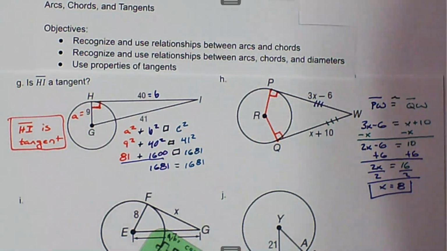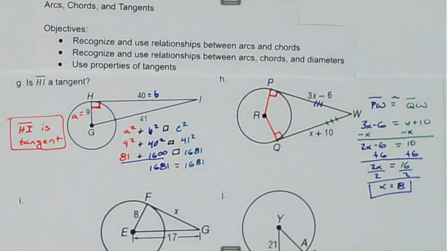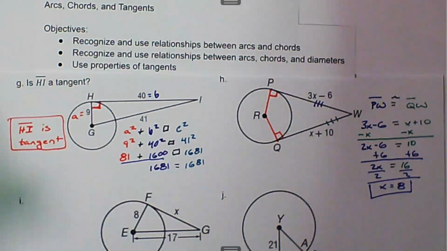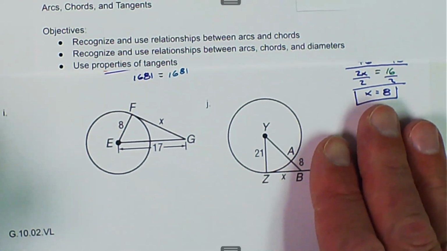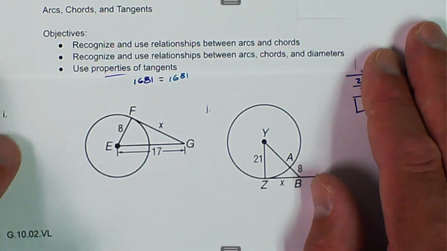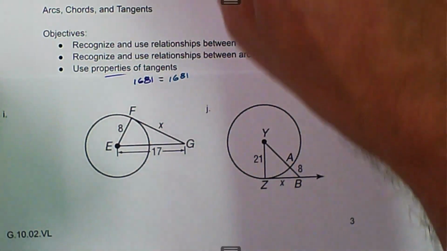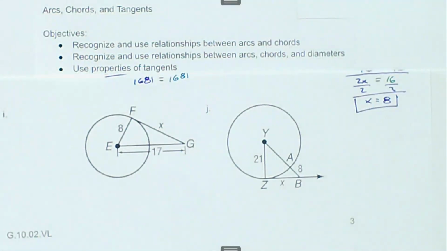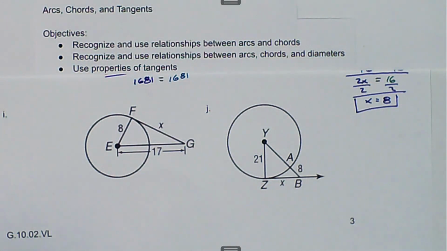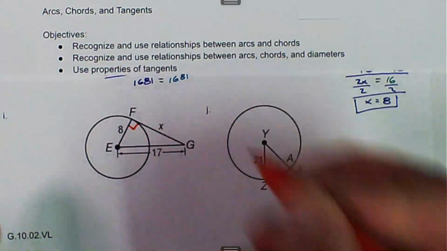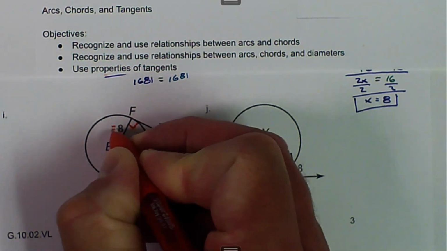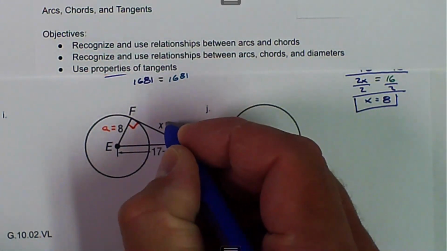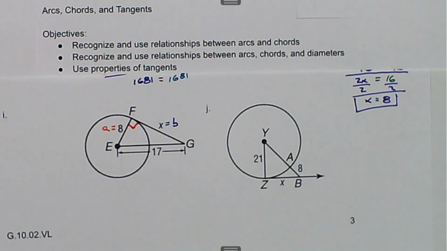We have 2 more examples, and again, we want to assume that lines that look tangent are indeed tangent. We want to find x. If that is tangent, then this is a 90 degree angle right here. So we should be able to use the Pythagorean theorem and solve to find the missing value. All we have to do is identify what A, B, and C are. In this case, our radius is going to be our A value, our x is going to be our B value, and 17 is going to be our C value.